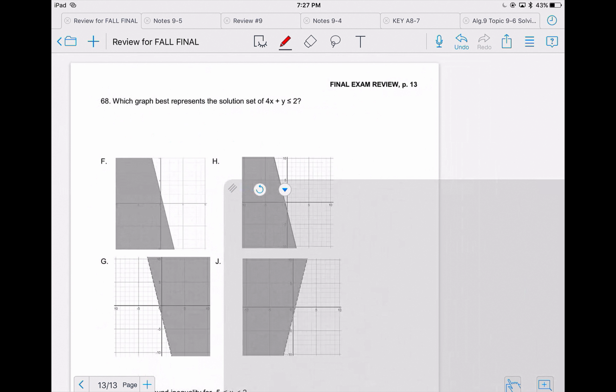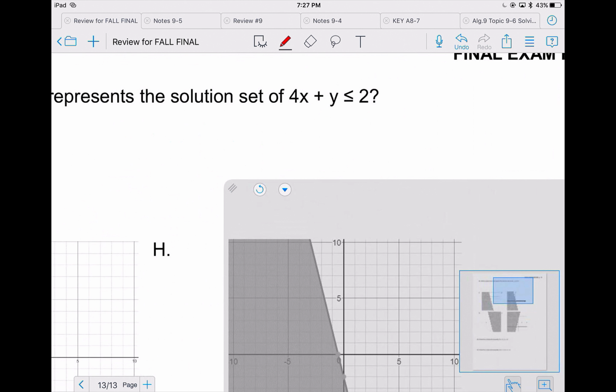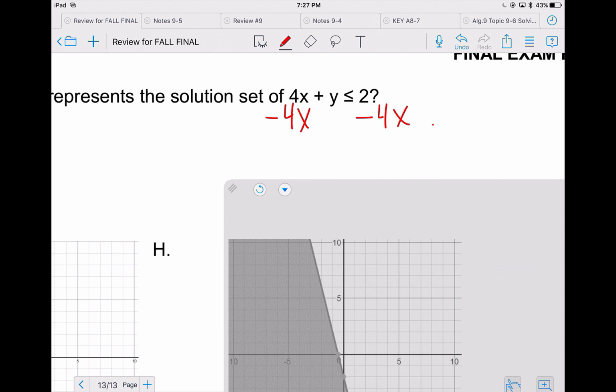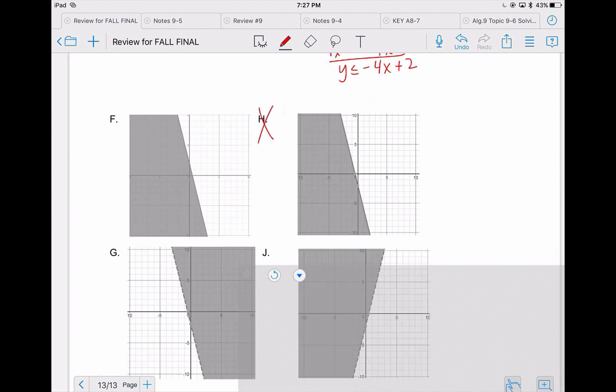68 asks me which of these best represents the solution set of 4x plus y is less than or equal to 2. In order to graph, I have to solve for y first. So y is less than or equal to -4x plus 2. So I'm looking for one that starts up at 2. H does not start up at 2. J does not start up at 2. G does not start up at 2. F is the only one that has the correct y-intercept, so that's the only one I need to look at.